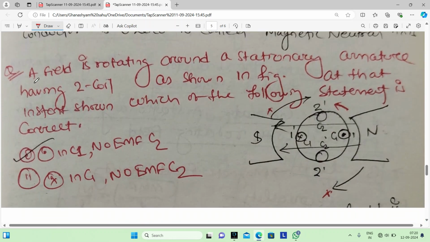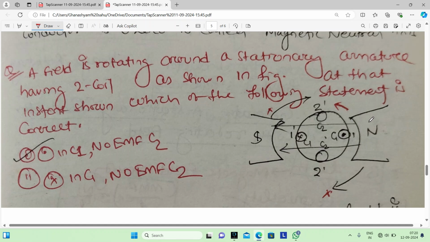Now see another question. A field is rotating around a stationary armature having two coils, as shown in the figure. This is one coil, 1-1, and another coil, 2-2. At the instant shown in the figure, which of the following statements is correct? The first statement is dot in C1, no EMF in C2. The second statement is cross in C1 and no EMF in C2. So which one is correct?